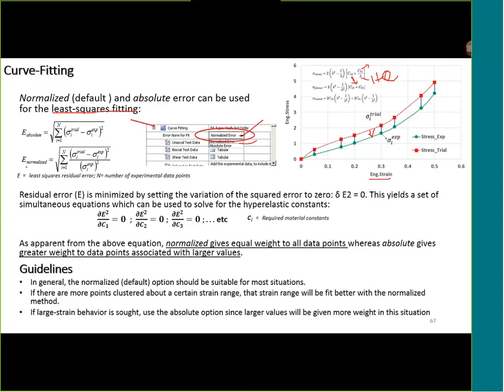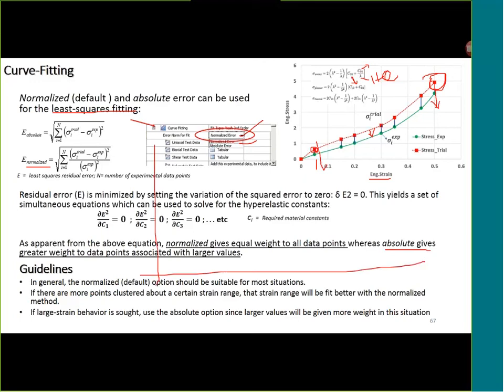When we use the normalized error, whether the strain is at a very low strain range or at the high strain range, it will give the same weightage for all the data points that you have. When we use the absolute value, there is more weightage given for fitting the data at the higher strain range rather than fitting the data at the smaller strain range. Okay, so depending on the situation you have to use.